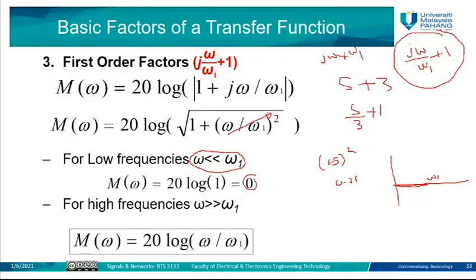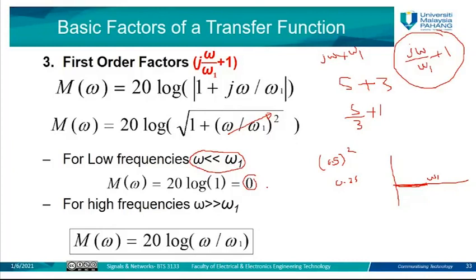That means this type of filter removes all frequencies less than omega 1. So we say it behaves like a high pass filter. High pass filter means the frequencies more than omega 1 will go through. The frequencies less than omega 1 will be cut off, will be removed. Okay, so this gives you 0.